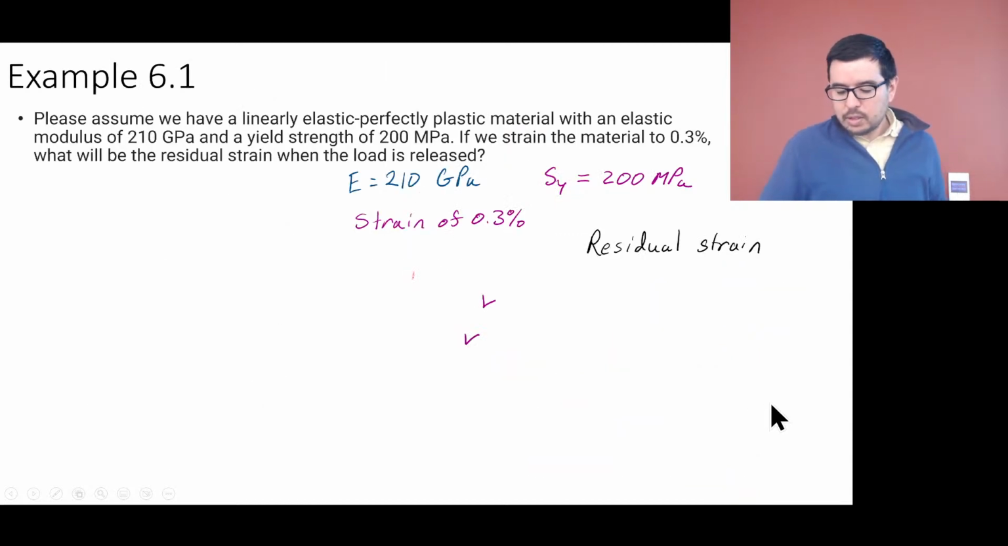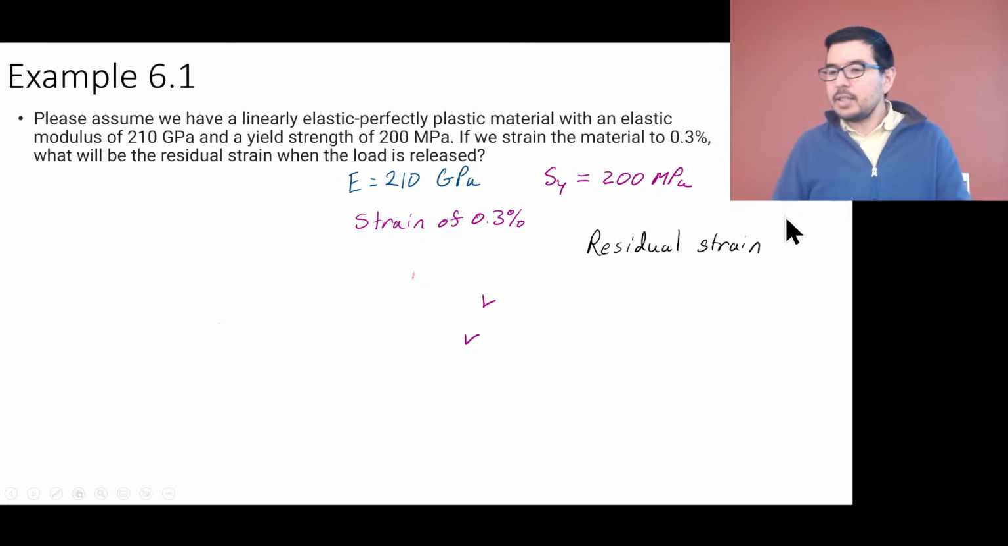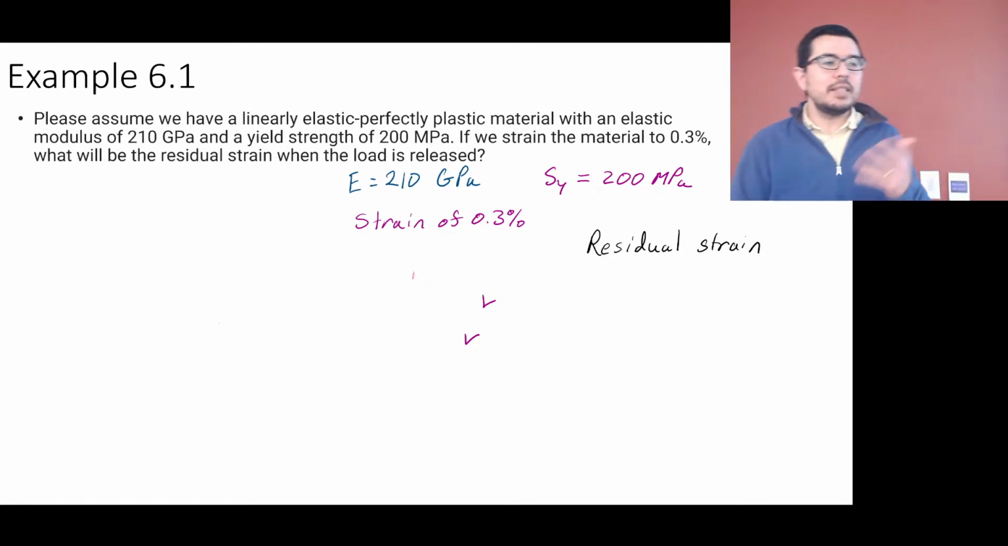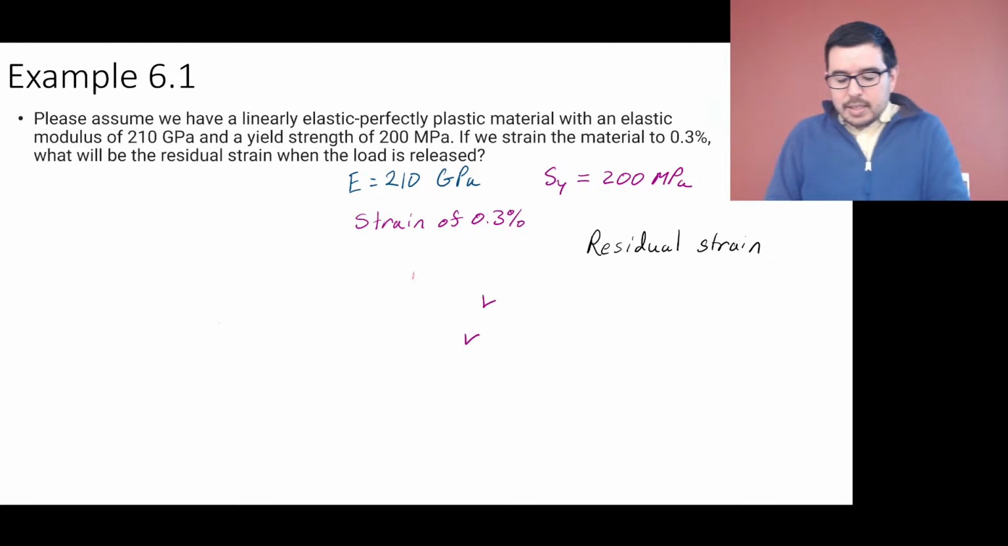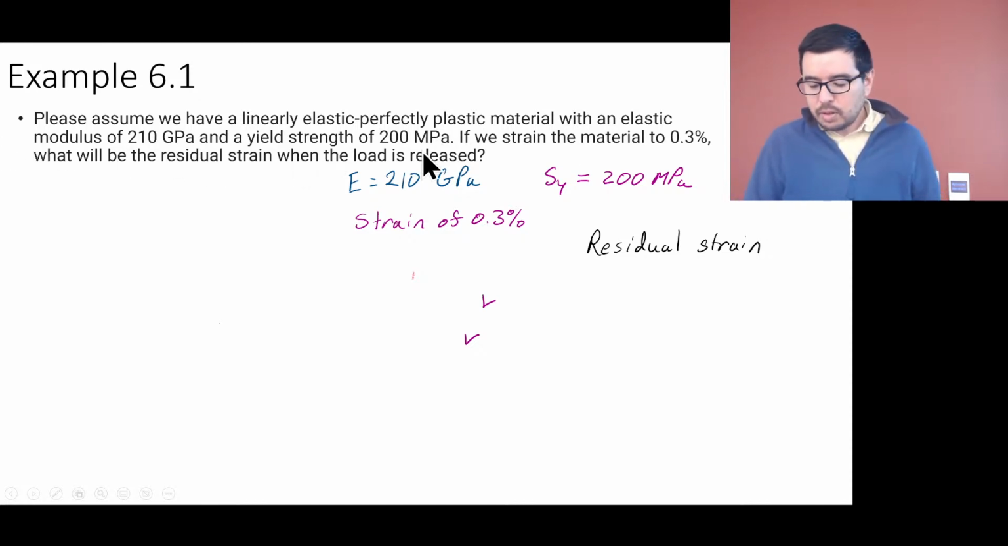Okay, so let's do an example. And for this example you can also look on Colab, at least the math is there. So let's assume we have a linear elastic, perfectly plastic material with an elastic modulus of 210 gigapascals and a yield strength of 200 megapascals. If we strain the material to 0.3%, what will be the residual strain when the load is released?